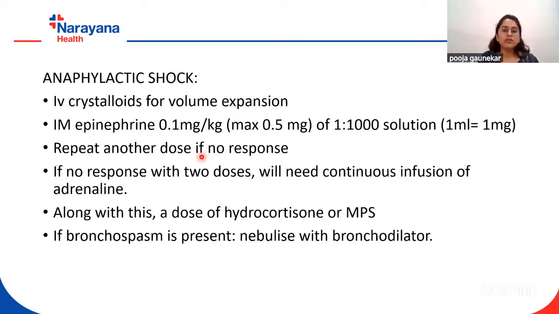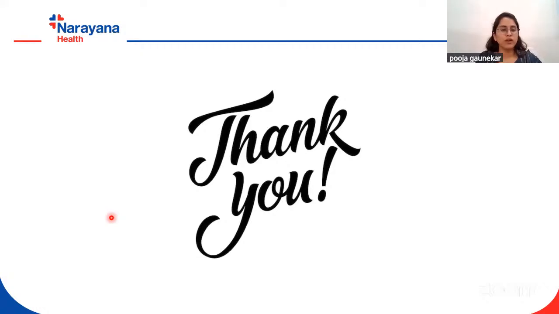If with 2 doses the shock doesn't get resolved, we'll have to start the child on continuous infusion of adrenaline. Along with this, we also have to give a dose of hydrocortisone or MPS. If on auscultation you find there is bronchospasm, nebulize with bronchodilators. So this is in short about management of shock at the ER level.